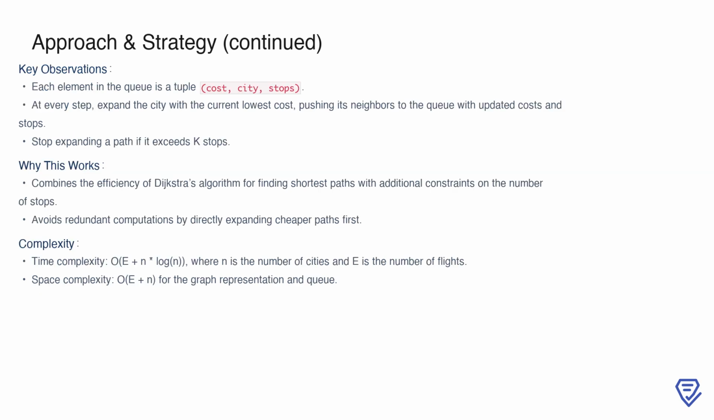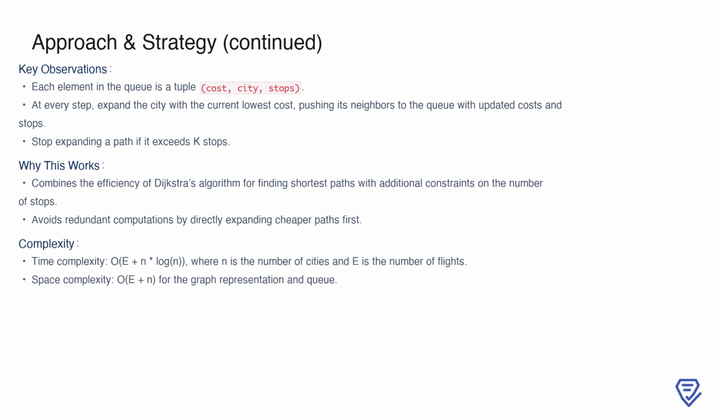A more optimized approach involves using a modified version of Dijkstra's algorithm, which combines elements of breadth-first search with a priority queue. This method allows us to efficiently find the cheapest path while adhering to the constraint of at most k stops. Here, we use a priority queue, or min-heap, to prioritize paths with the lowest cost. Each element in the queue is a tuple consisting of the cost, the current city, and the number of stops taken so far. At every step, we expand the city with the current lowest cost, updating its neighbors by adding new entries to the queue with the updated costs and stops. If a path exceeds the allowed number of stops, we simply stop expanding it further.